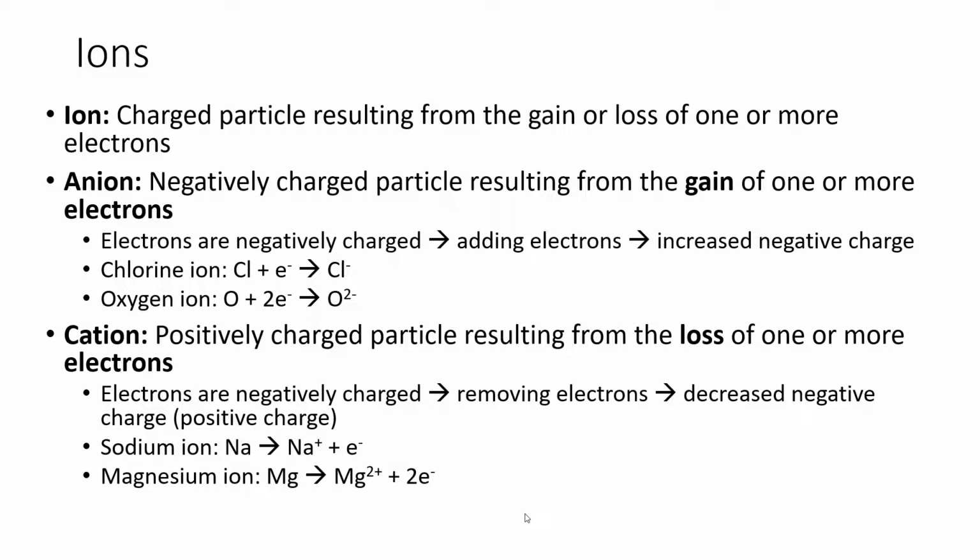So this now brings us to molecules where the charges are not neutral. So ions are charged particles resulting from the gain or loss of one or more electrons. We have 2 different types of ions. An anion, which is a negatively charged particle resulting from the gain of one or more electrons. And then a cation, which is a positively charged particle resulting from the loss of one or more electrons.